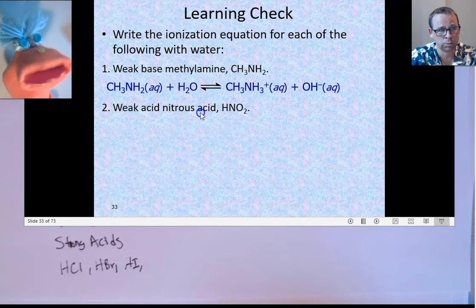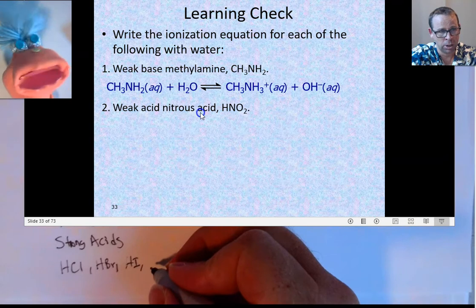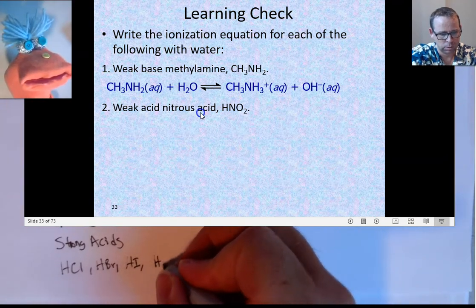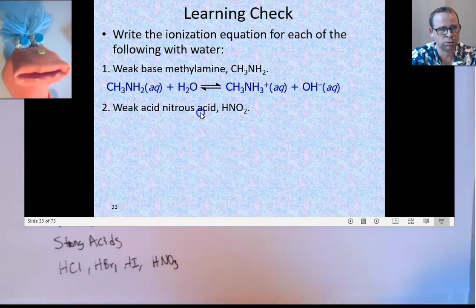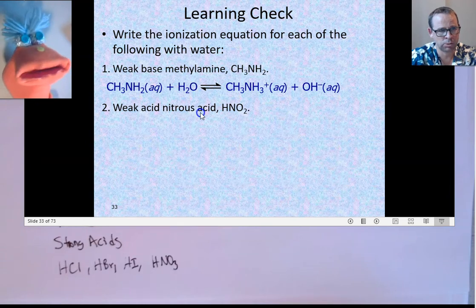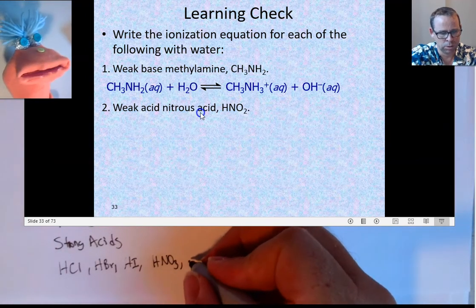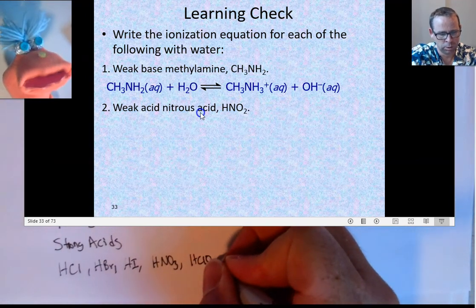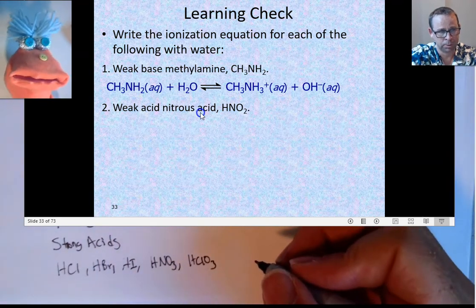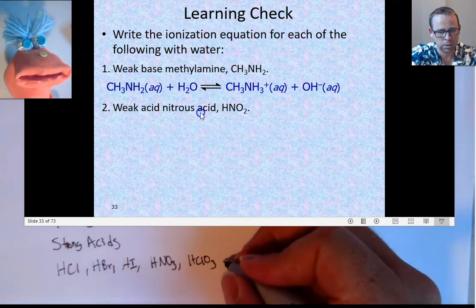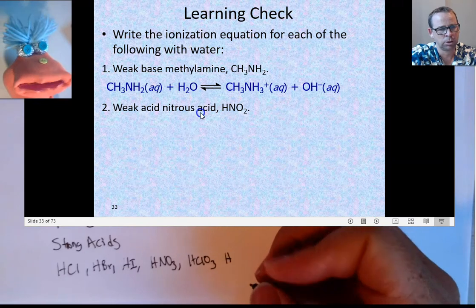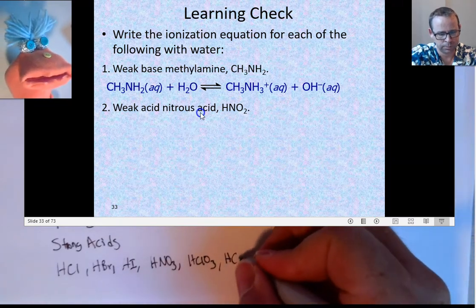Now we have oxo acids. We have HNO3. That's the nitrate ion with a hydrogen. So nitrate goes to nitric acid. Very good. What's the next one? HClO3. We just saw that one before. That's chloric acid. Very good. What's the other one? HClO4.